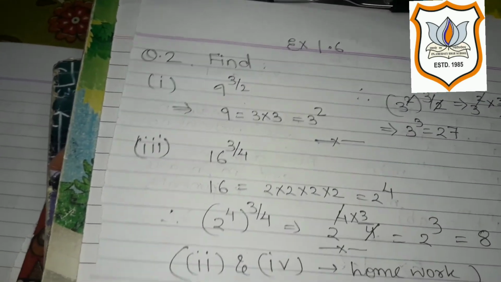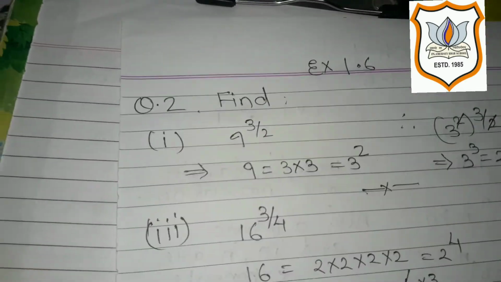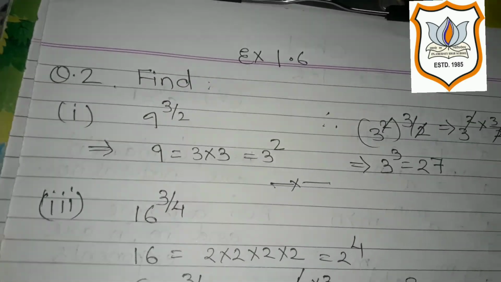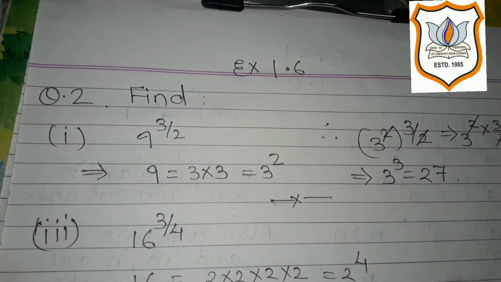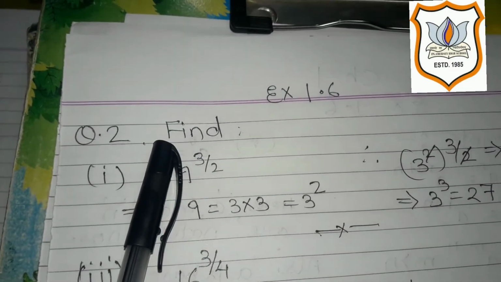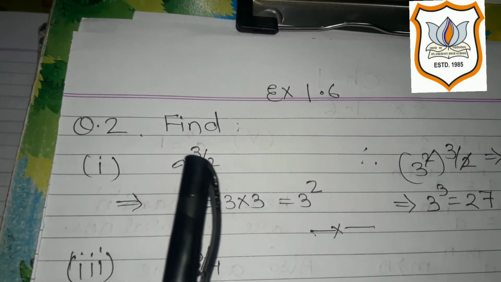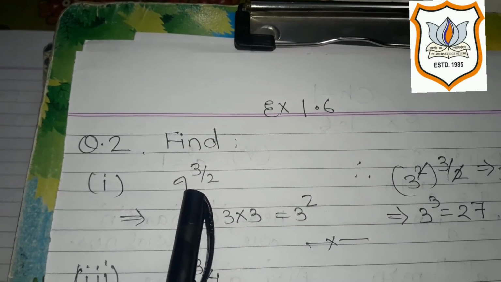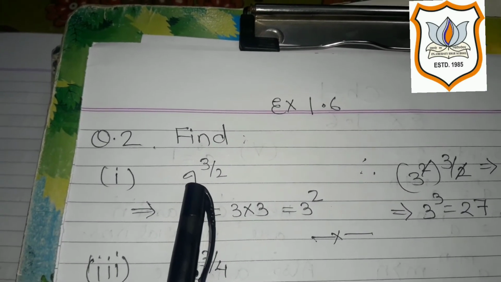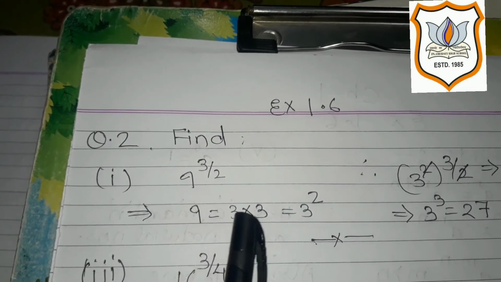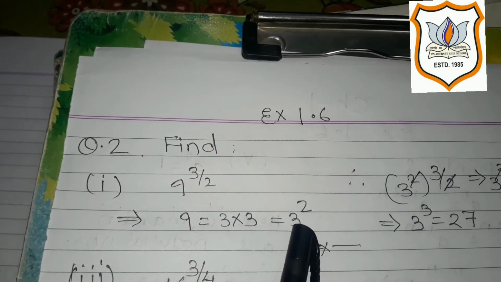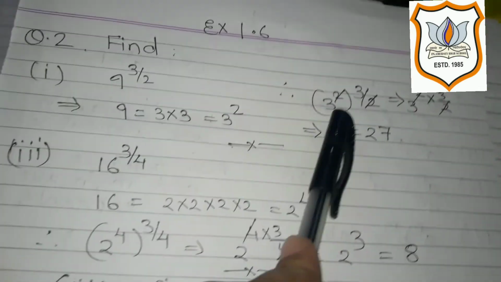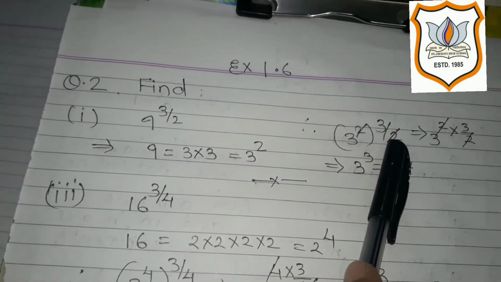The next is question number 2, exercise 1.6. Again the same question. Find the values. The very first question is 9 to the power 3 upon 2. Here we can change 9 in terms of 3. 3 into 3, that is 3 square. So we can write 3 square to the power 3 upon 2.